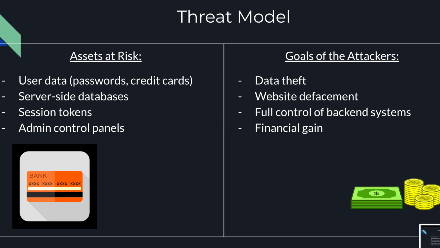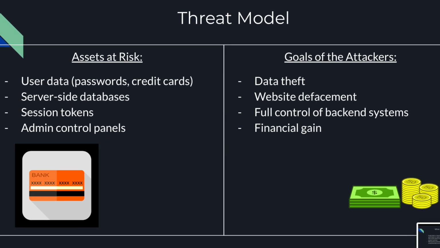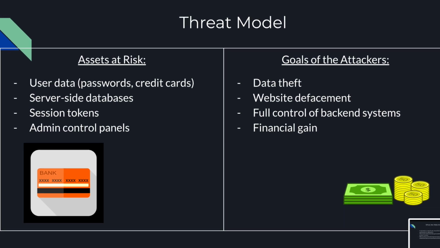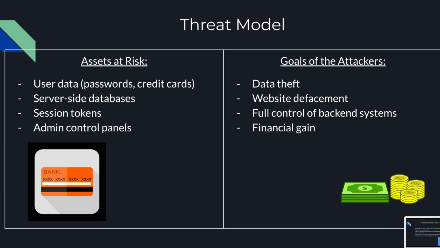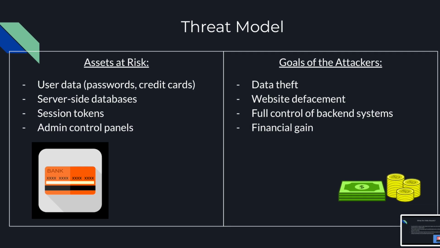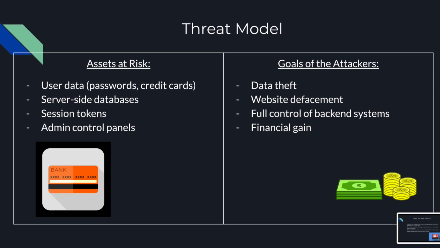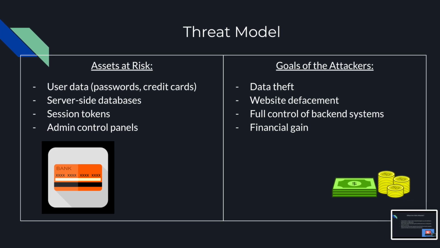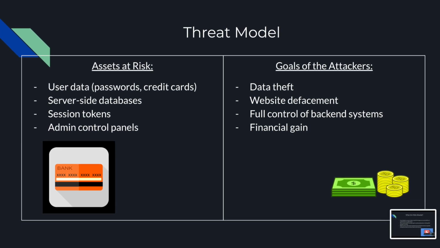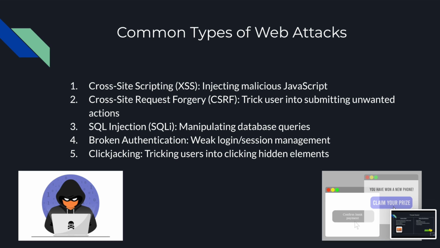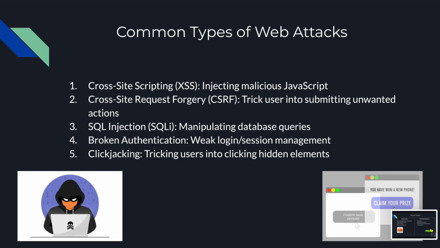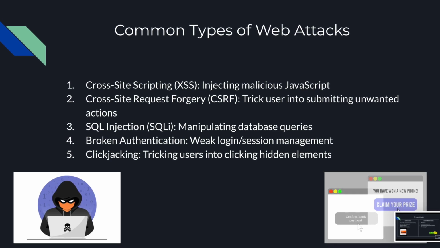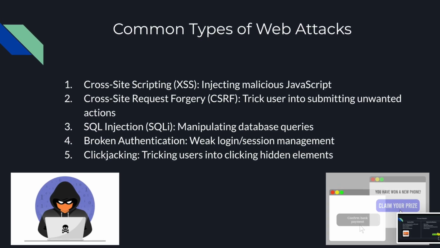The assets at risk include user data, which are passwords or credit cards, server-side databases, session tokens, and admin control panels. During web attacks, the goals of the attackers are data theft, website defacement, full control of back-end systems, and financial gain. Common types of web attacks include cross-site scripting, which involves injecting malicious JavaScript on legitimate or trusted websites.